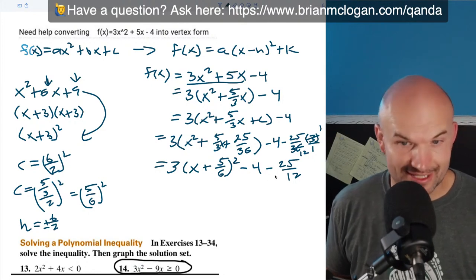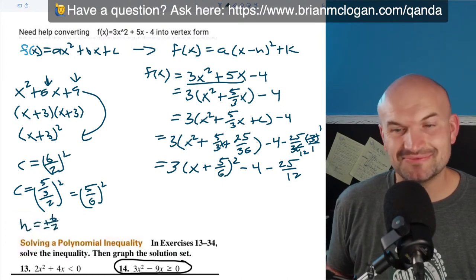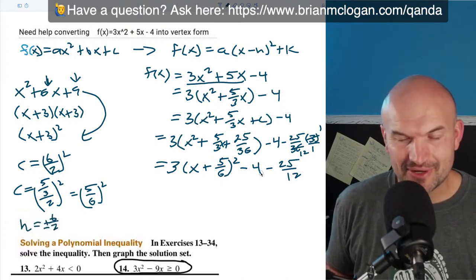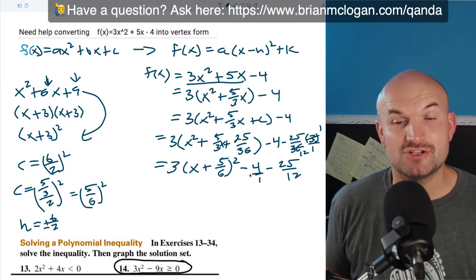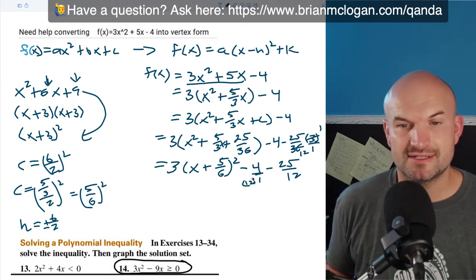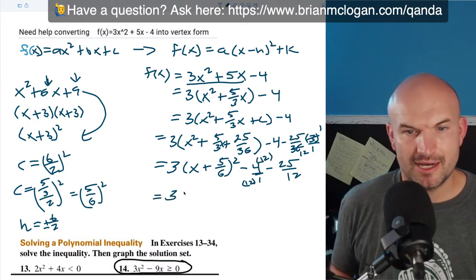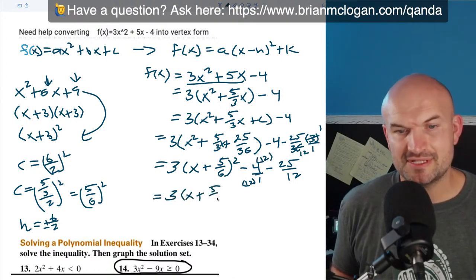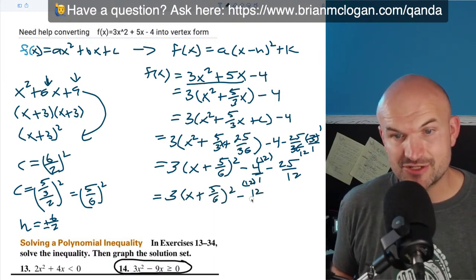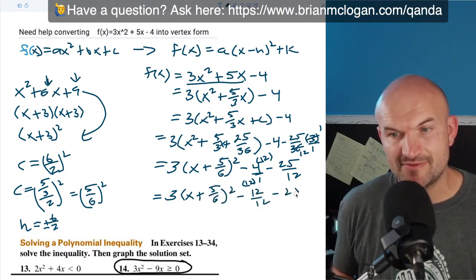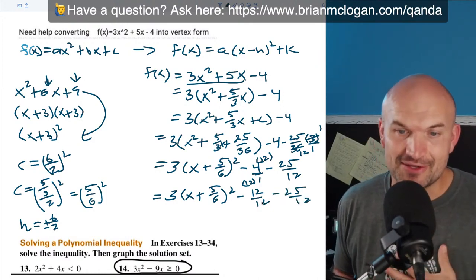Okay, now I just have to combine these two. So what I'll do is put a 1 over here, and then I need to multiply that by 12 over 12, because I have to get common denominators. Man, this is a good problem. So 3 times x plus 5 over 6, quantity squared, and then minus 12 over 12 minus 25 over 12. Now they have common denominators, so I can go and subtract them.